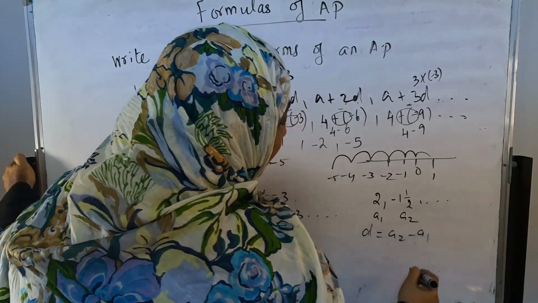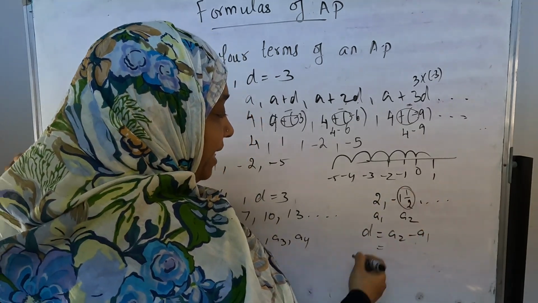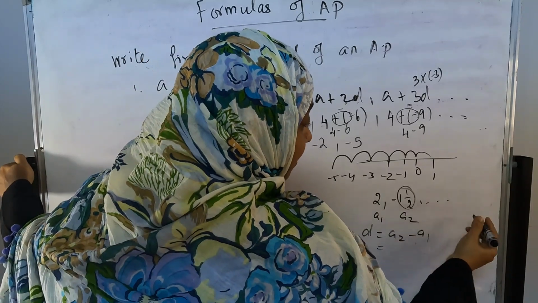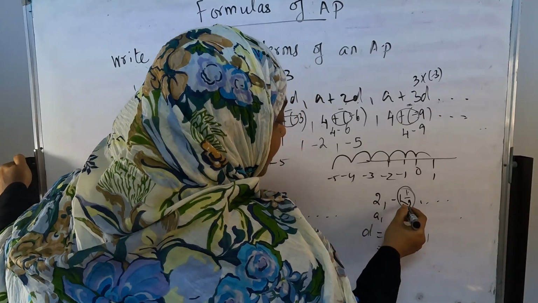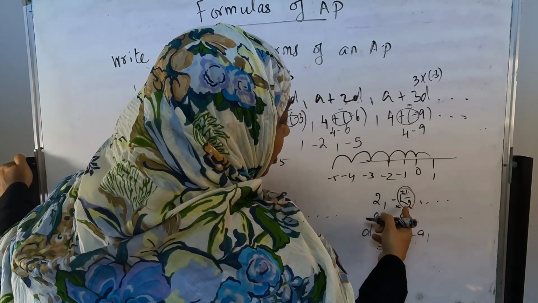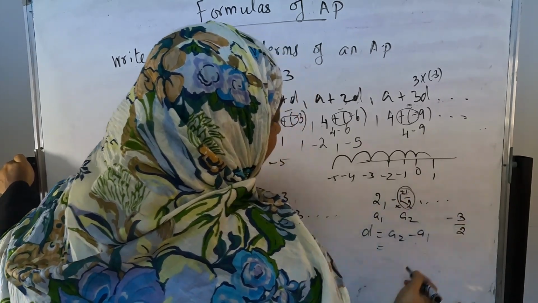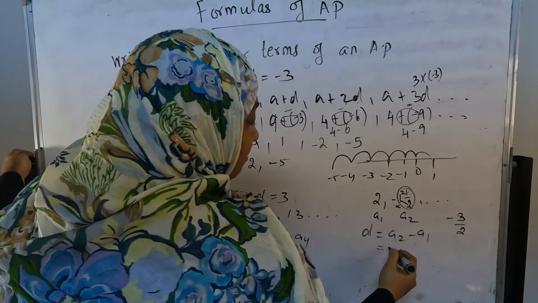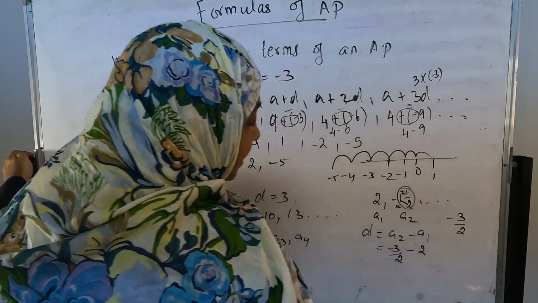A2 minus A1. A2 is given here as a mixed fraction, so make it an improper fraction. 2 ones are 2, 2 plus 1 is 3. That means on this side you multiply, here you add. 2 ones are 2 plus 1, 3. 3 by 2 minus 3 by 2. So first you write minus 3 by 2, then minus this 2, A1, you write here.